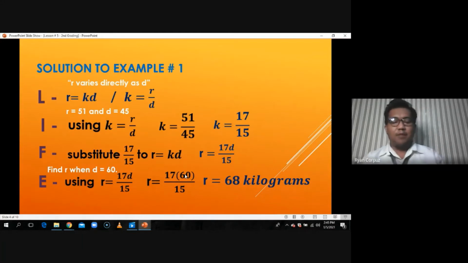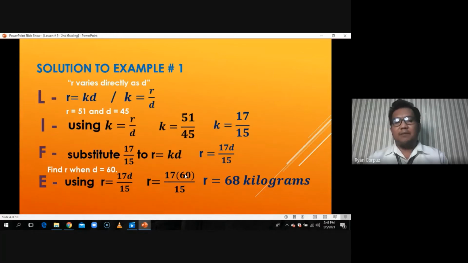So since these are verbal problems in math, usually meron siyang unit of measurement involved. So since we are looking for the number of kilograms of rice, dapat yung answer natin is in terms of kilograms. So ang nakuha natin value of R is 68. So the answer to the problem is 68 kilograms. So that means it needs 68 kilograms of rice to feed that same family for 60 days. So that's how we answer example number 1. So I hope naintindihan on how we solve example number 1.